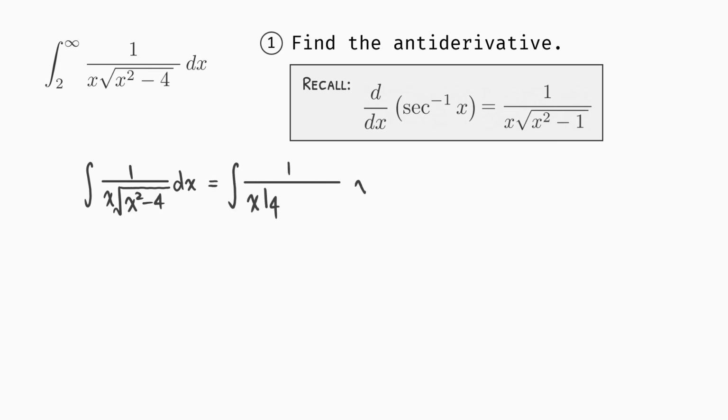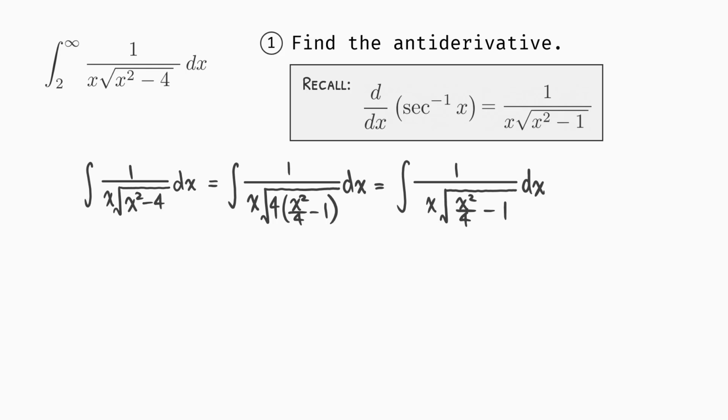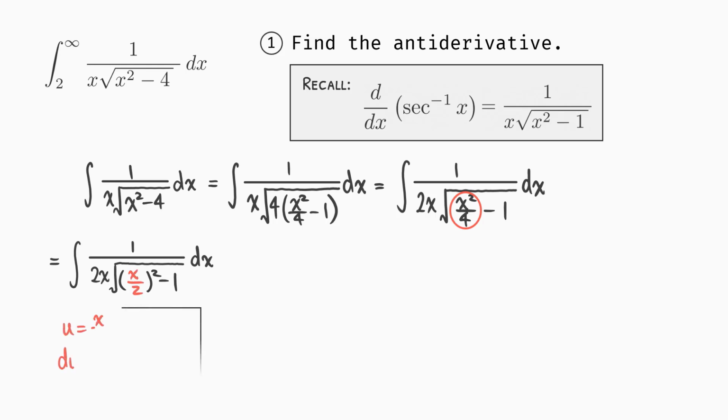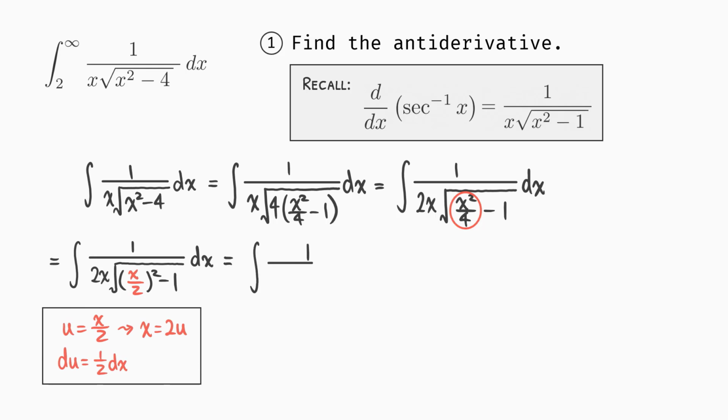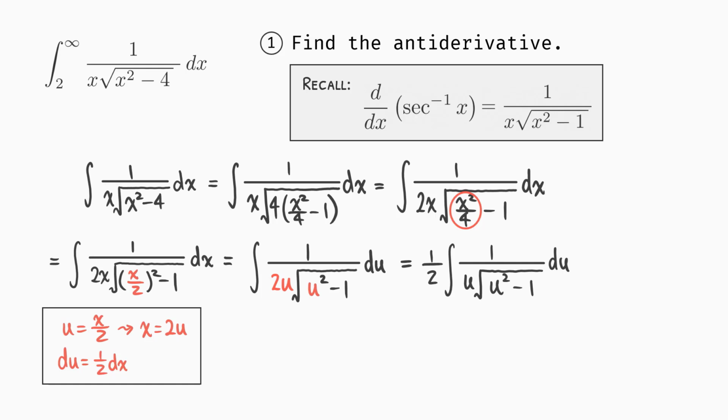We can first factor out 4 from both terms inside the square root, so we get x squared over 4 minus 1. Then we can pull the 4 outside the square root and it becomes a 2 in the denominator. For this expression, we can write it as x over 2 squared. Next, we can do a u substitution, and we have an integral in u. Pulling out the 1/2, we have an integral that is the same as the derivative of secant inverse. So, we get 1/2 secant inverse of u. Replacing the u by x over 2, we get the antiderivative.